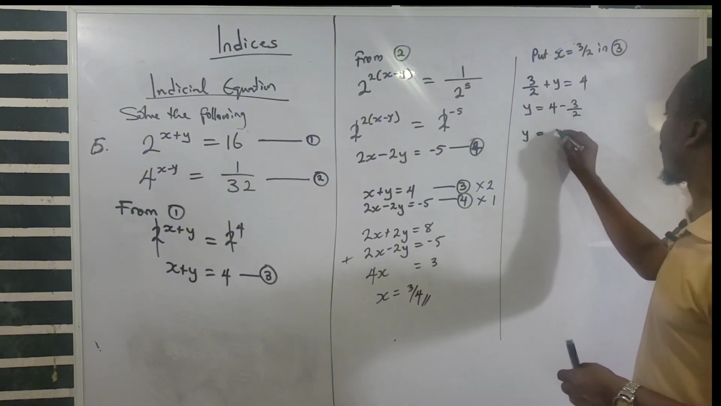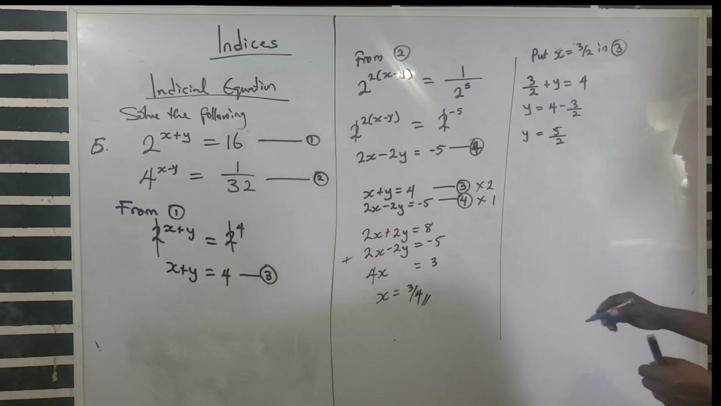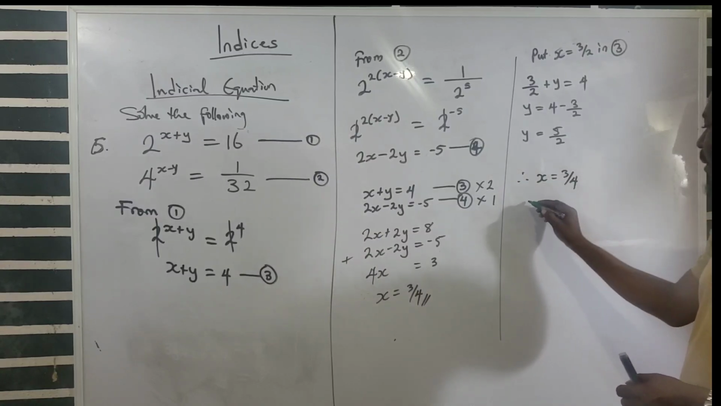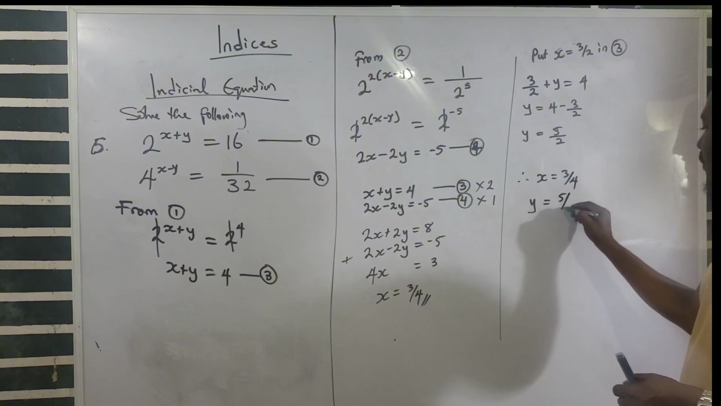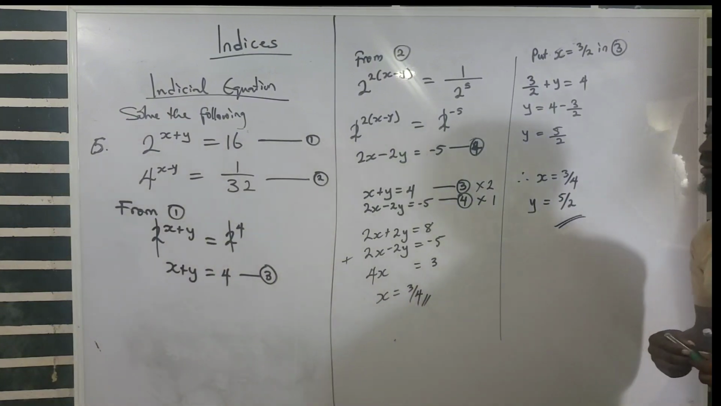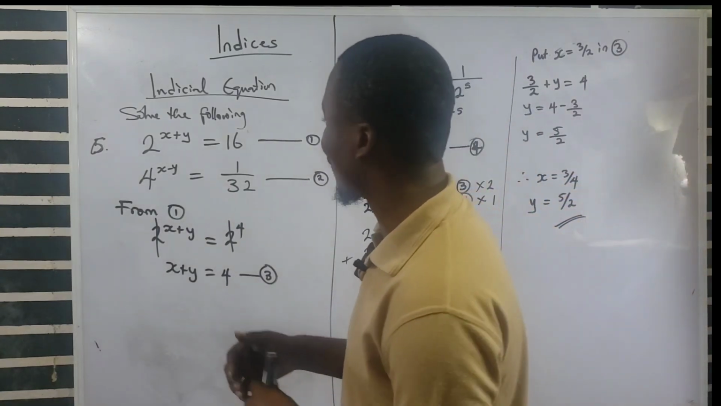So y equals 5 over 2. All right. Therefore, x equals 3 over 4 and y equals 5 over 2. So that's our answer.